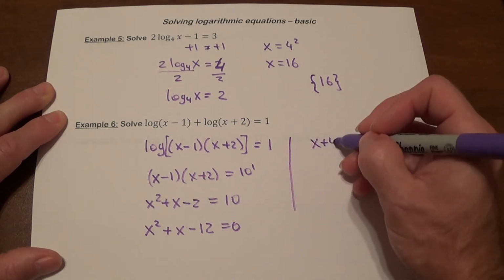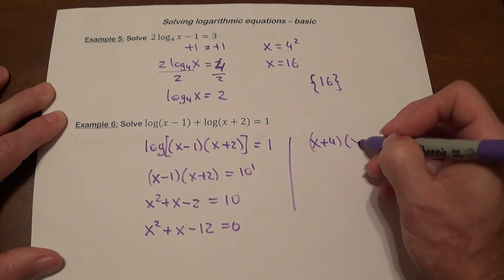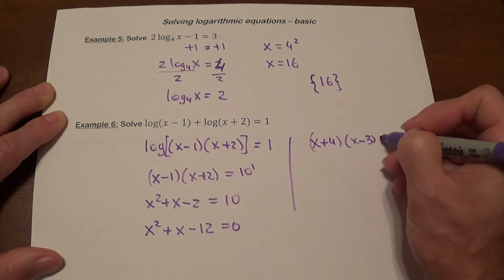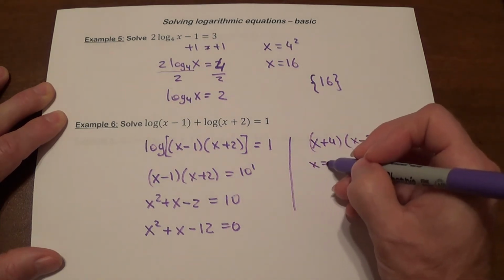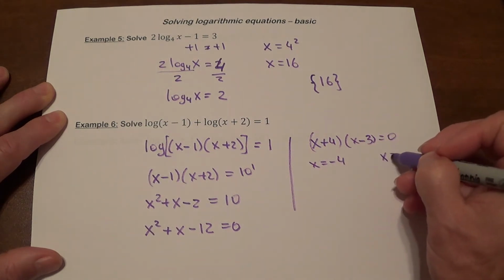We continue here. So we can factor it. It's going to be x plus 4 times x minus 3 equals 0. And we have x equals negative 4 and x equals 3.